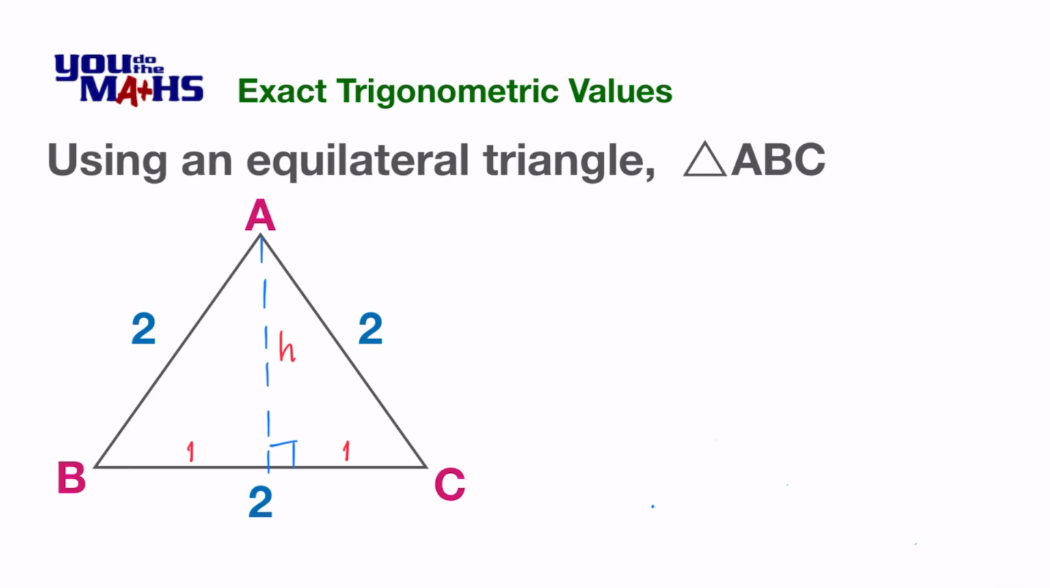Now to determine the value of h we'll use Pythagoras, and that's going to be the square of the hypotenuse minus the square of the smaller known side, which is 1 unit. When we go through and solve for h we get a value of root 3. We also know that because it's an equilateral triangle, each of the angles at the vertices is 60 degrees, and because we split our triangle in two, the angle that's at A on the right hand side is 30 degrees.